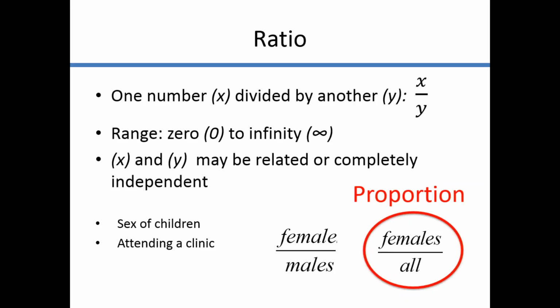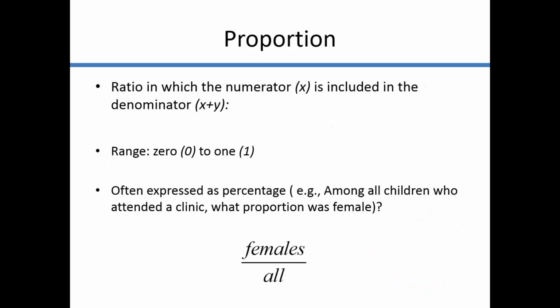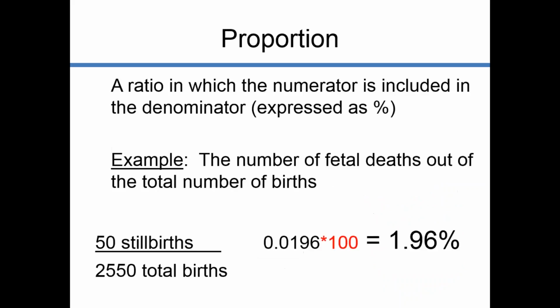So that's a proportion. Here the difference is the numerator is included in the denominator. So the denominator includes females here, while in females divided by males, obviously it doesn't. So that's what a proportion is: a ratio in which the numerator is included in the denominator, and it only ranges from 0 to 1, or if you multiply by 100, 0% to 100%. And obviously it's often presented as a percentage.